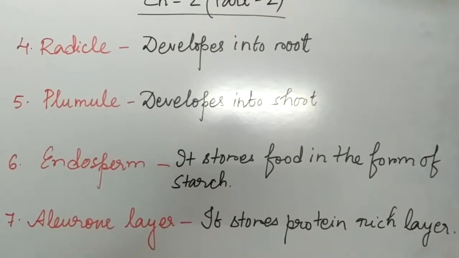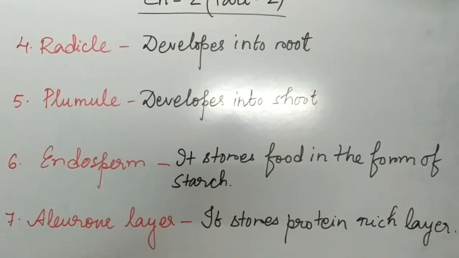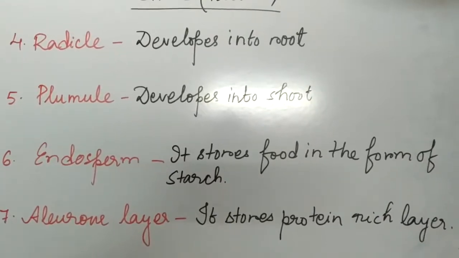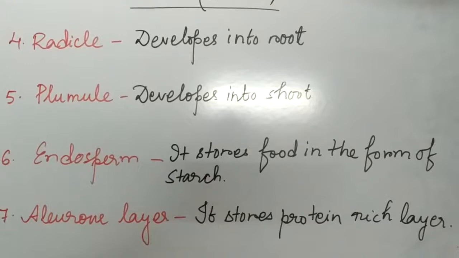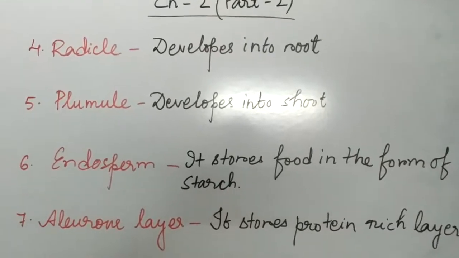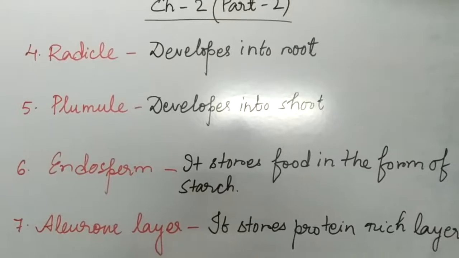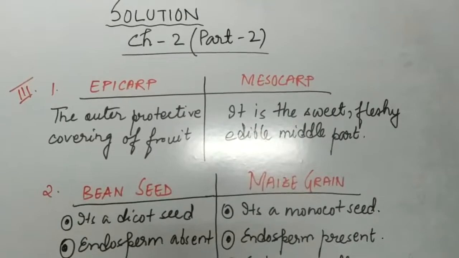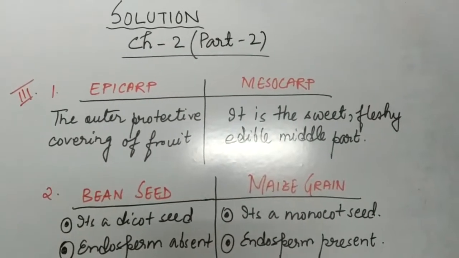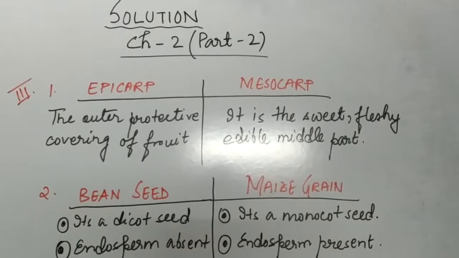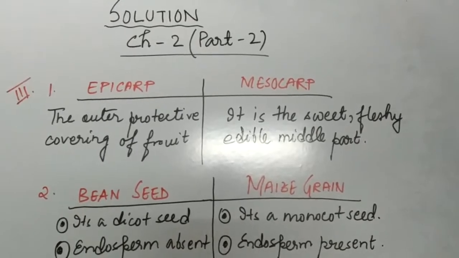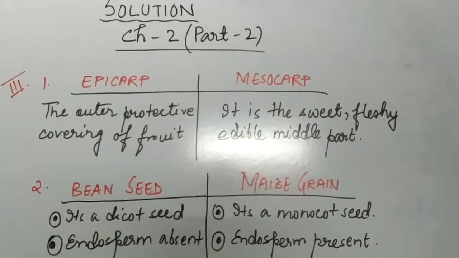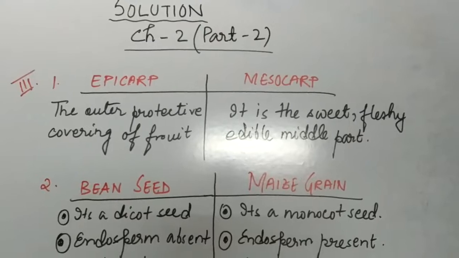Later on we will see that the developing embryo, while germinating, utilizes this food from the endosperm. Next is aleurone layer. It is a protein-rich layer, and we know protein is very essential for the growth of the embryo. Next, I asked you to write the difference between epicarp and mesocarp. Epicarp is the outer protective covering of the fruit, and mesocarp is the sweet, fleshy, edible middle part of the fruit. This is the difference between epicarp and mesocarp.